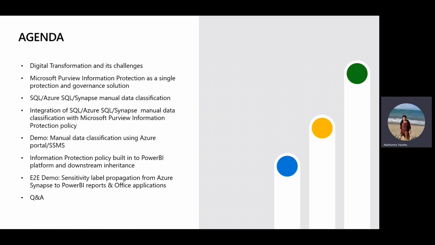And then Anton would be talking about the built-in information protection policy in Power BI and downstream inheritance of protection labels from source to Power BI reports. And then when you export that report or data to any other Microsoft application, for example Excel, how do those protection labels flow down to Office application automatically? And there'll be an end-to-end demo towards the end of the session to see how all these different pieces come together to provide the capability that we are talking about.